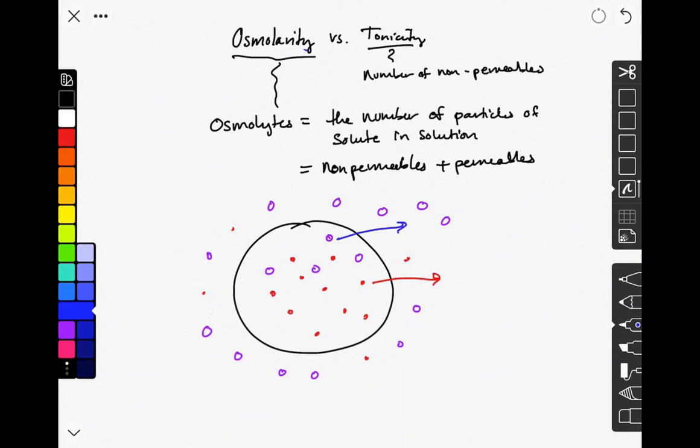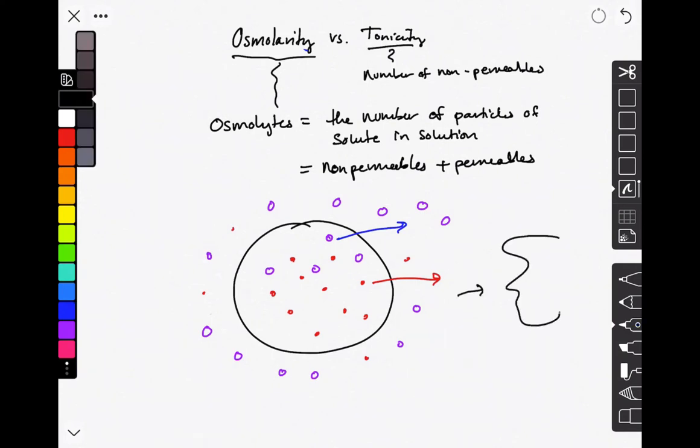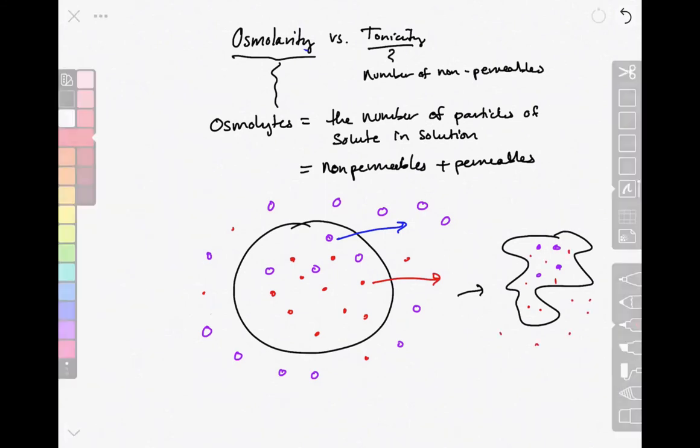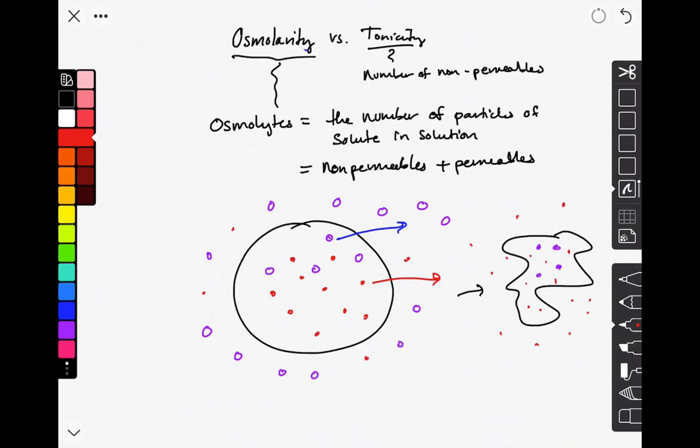What this means is if we were to leave this cell for a period of time and let it equilibrate, the cell would end up shriveling because all of that water would leave it. And if we were to look at the concentration of molecules inside that poor shriveled cell that's lost its water, we'd find that the non-permeables have not moved because they can't. And the permeables will have reached equilibrium. They'll have crossed the membrane until they're in equal concentration inside the cell and out.